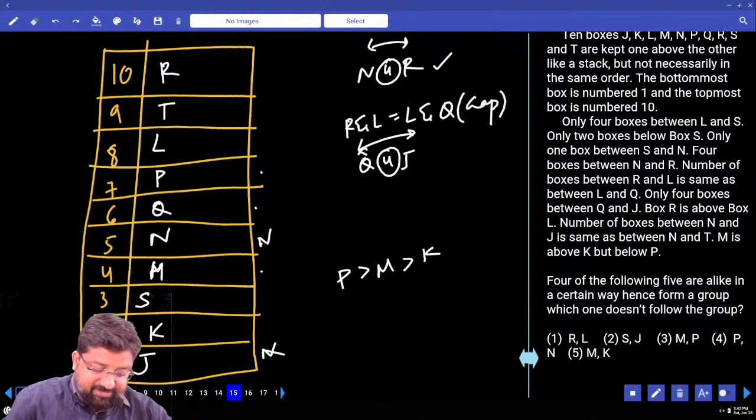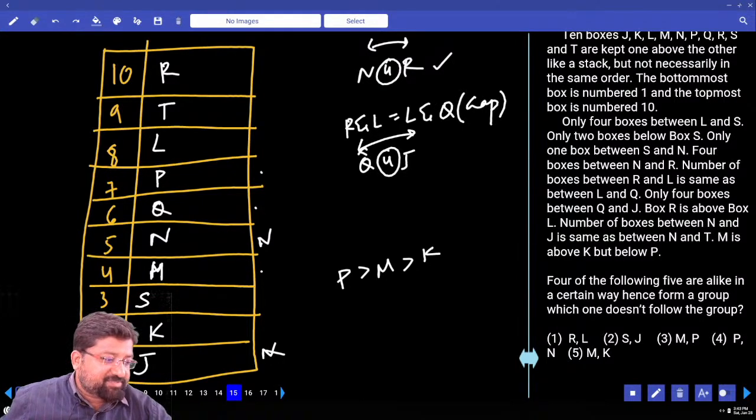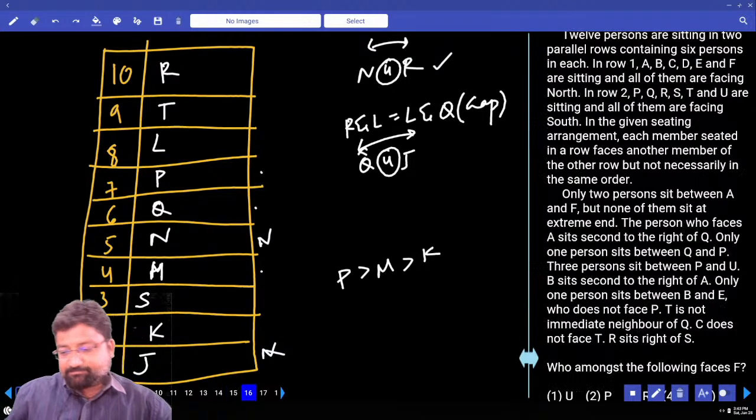4 out of the following 5 are alike in a certain way. R and L, how many boxes? 1 box between them. S and J, 1 box. M and P, how many boxes? 2 boxes. P and N, 1 box. M and K, also 1 box. Which option should be my answer? 3rd option.